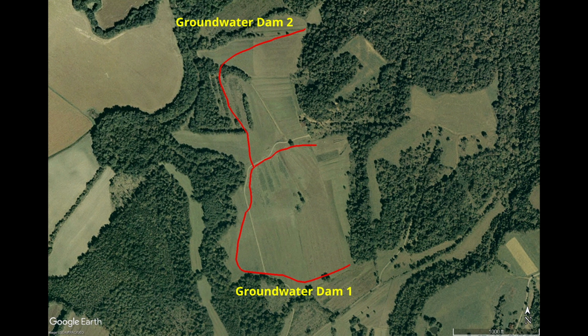Ideally, groundwater dams would be placed every 1 foot change in surface elevation, although I have successfully used them on steeper ground by placing them every 2 foot change in surface elevation.